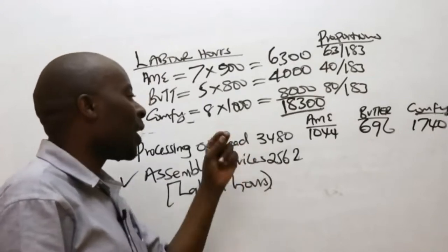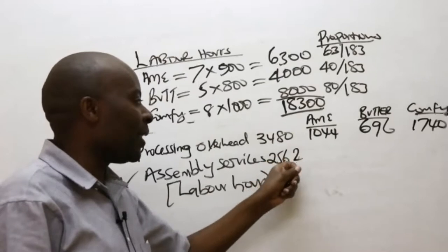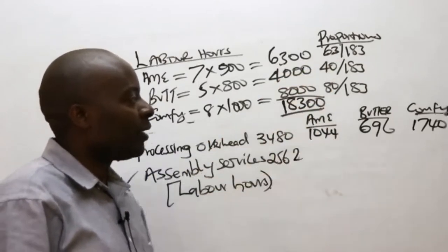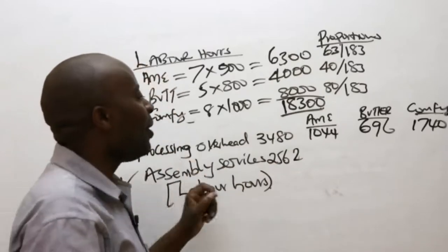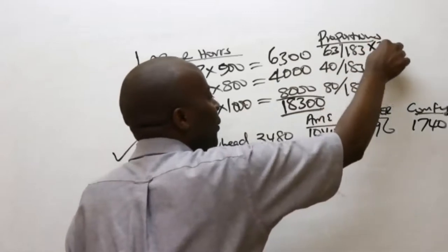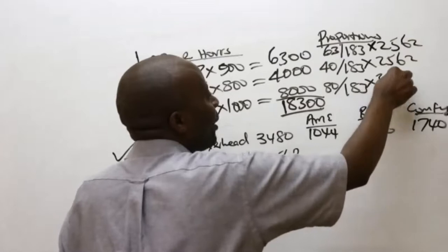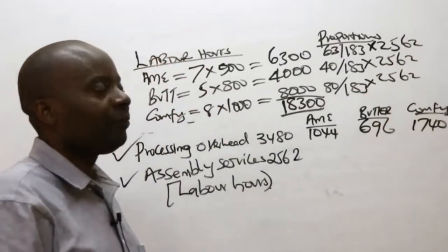Now, please, could you kindly apportion this 2562 by multiplying it with these proportions for each particular product. So for American, I will take this times 2562. This one here times 2562. This one here times 2562. Please give us figures.